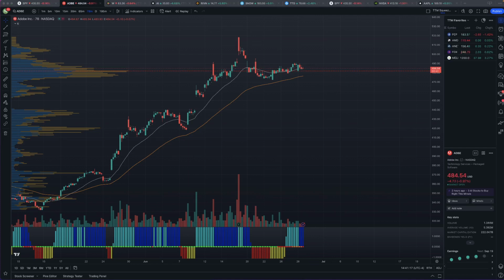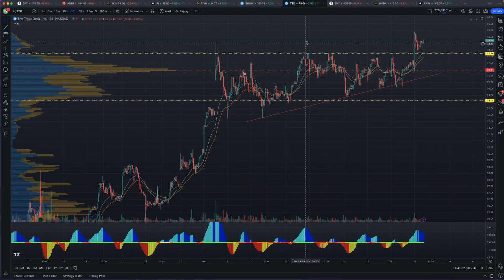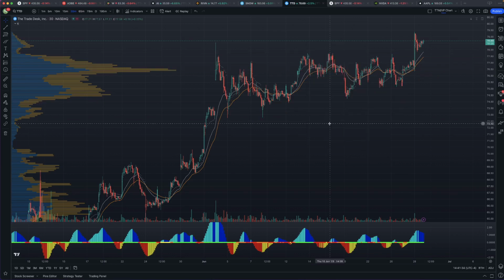I'll try to keep up with it, but at the same time, let's just roll through some of these. The two examples, if you want to pull these up on your charts, that I'm going to use for today are TTD and ADBE. And I'm going to remove my drawings so that we can do them together.